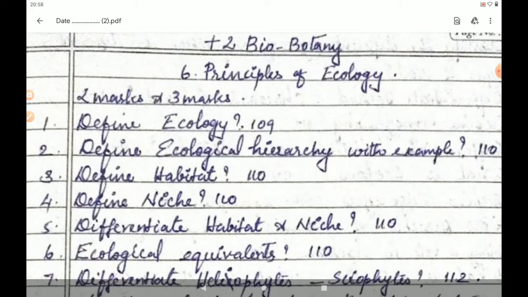Answer for this question is given in page number 110. Define ecological hierarchy with the example. Under 6.1.2 ecological hierarchy, it is given: the interaction of organisms with their environment result in the establishment of grouping of organisms, which is called ecological hierarchy or ecological level of organization. Or you can write: the interaction of organisms with their environment result in grouping of organisms, which is called ecological hierarchy.